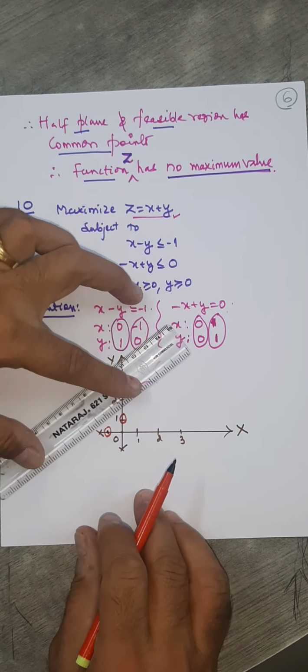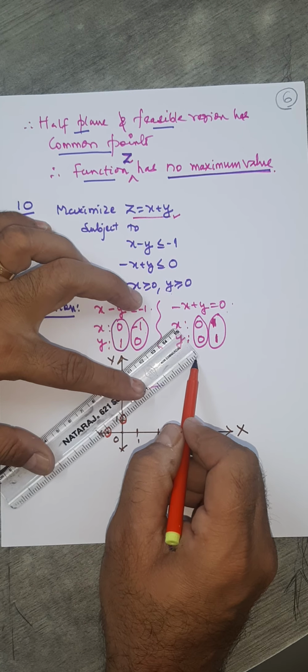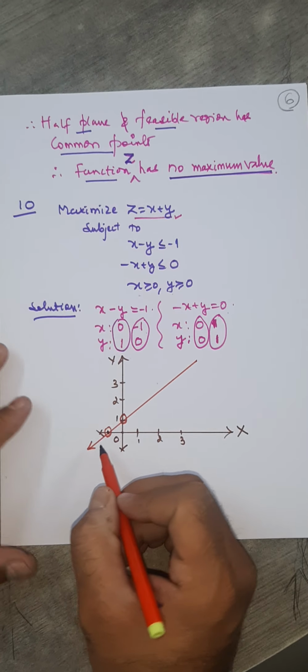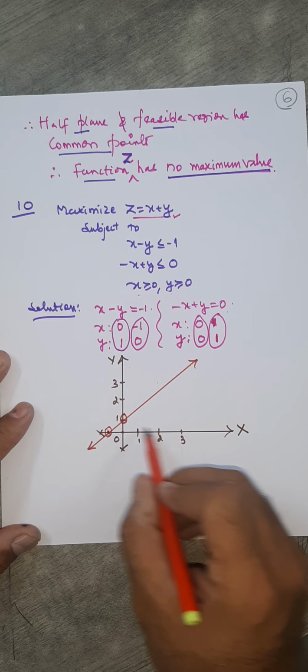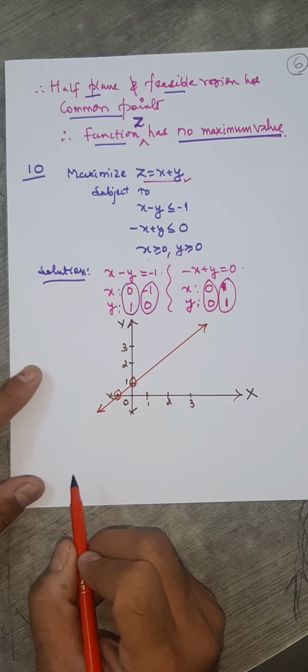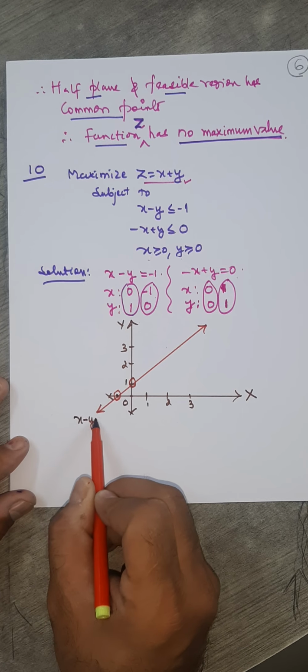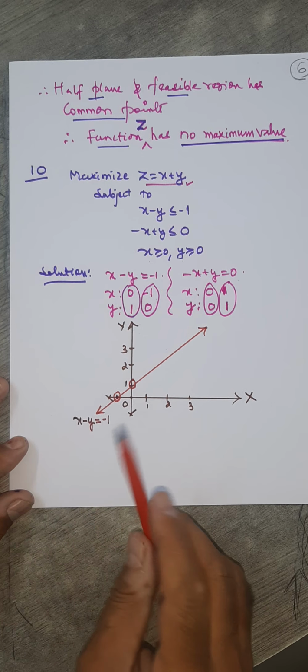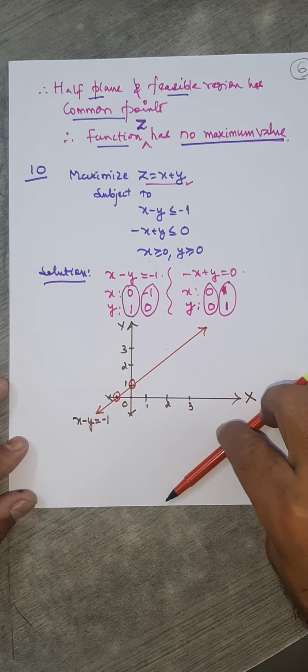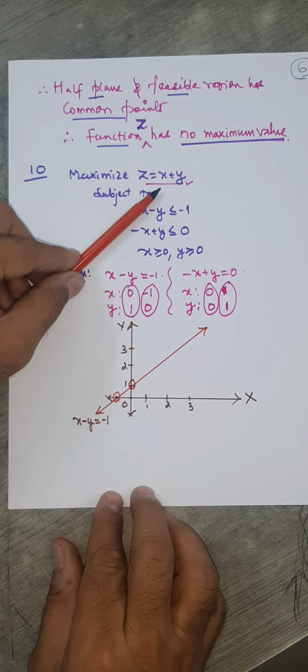So you will have this line passing through these 2 points. We are interested in the first quadrant. This is the equation of which line? You know it represents x minus y equals -1. Now let's decide the region, whether it is this region or the region above.